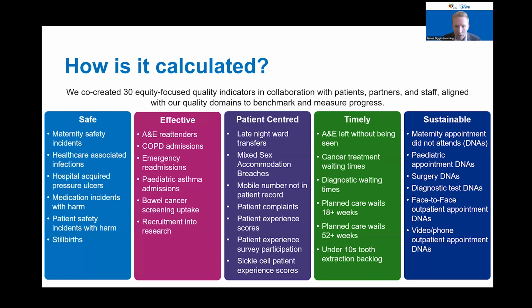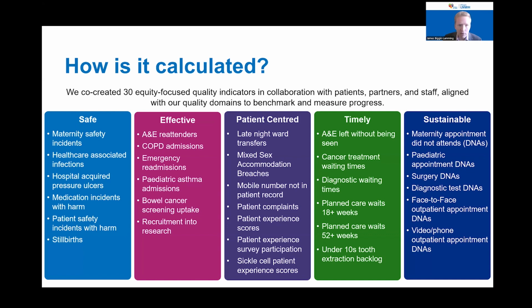Where we've started, we built and looked at the 5 or 6 dimensions of quality. We use the IHI definition we adopted, which looks at safe, effective, patient-centered, but also timely and sustainable. And with our patient, partner and staff groups, we prioritised a few areas in each of them that we felt drove and impacted health inequalities and where we wanted to start applying the equity index.